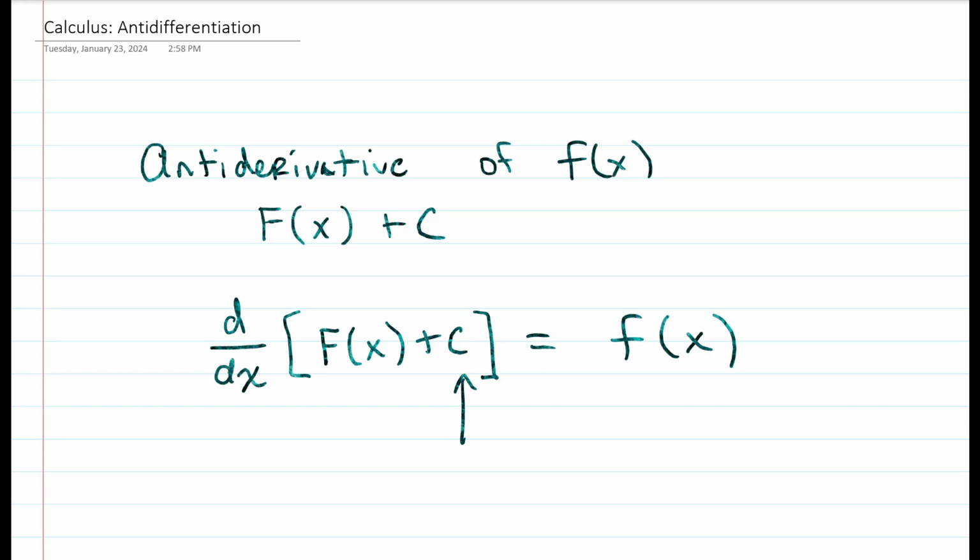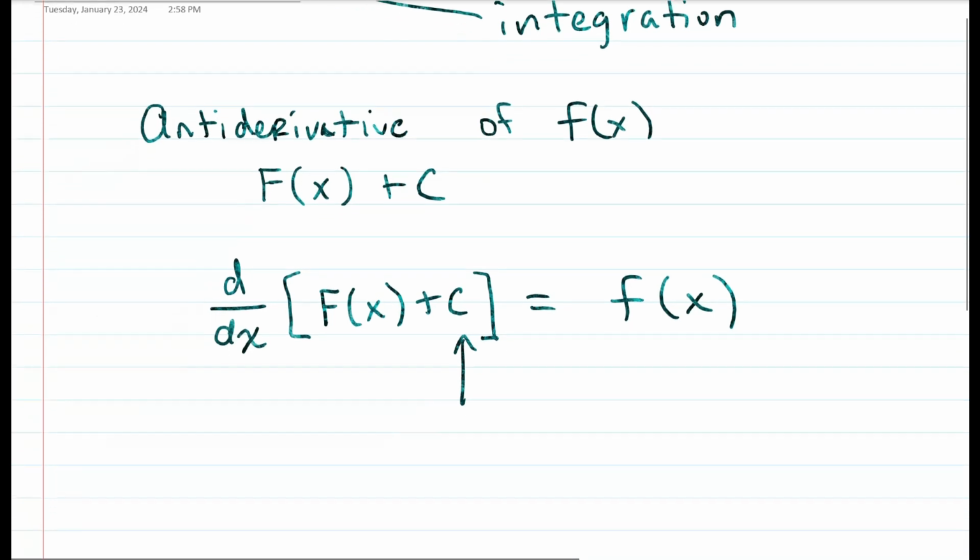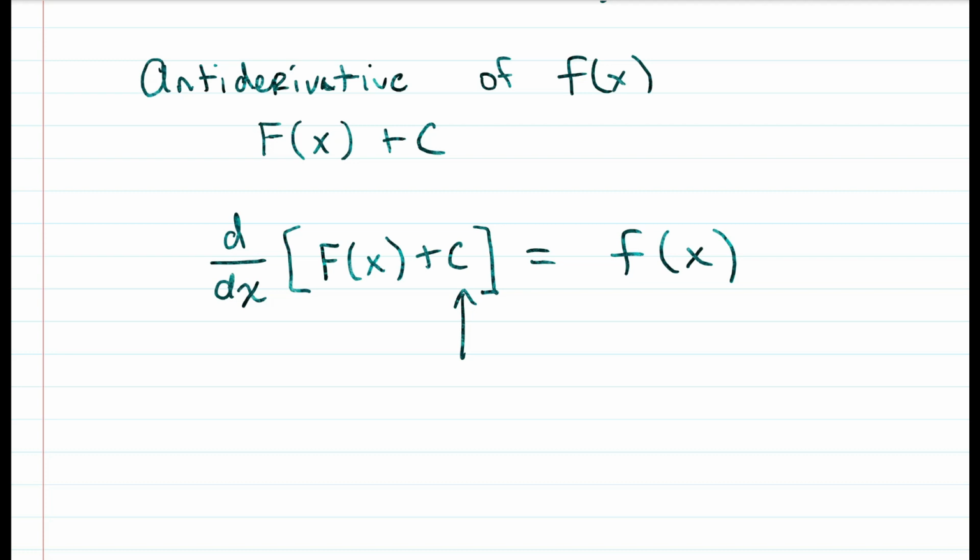So anti-differentiating is often called integration. So to indicate the antiderivative of x squared, let's say, the antiderivative of x squared is x to the third over 3 plus c.